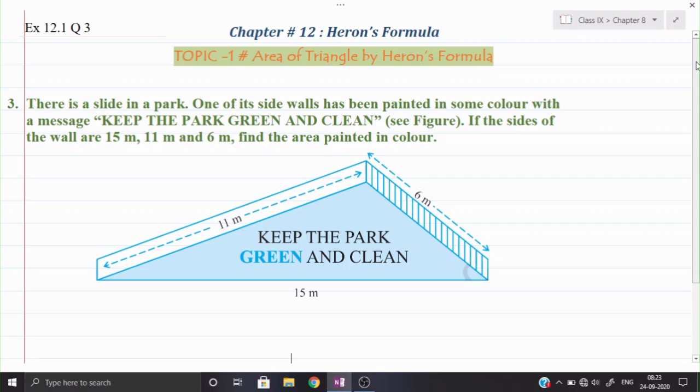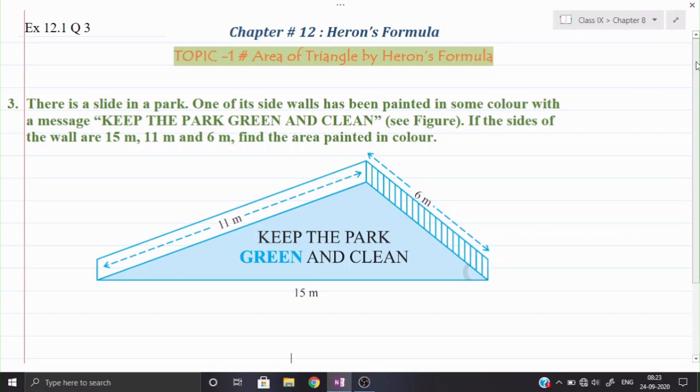We are given that the sides of the triangle are 11 meter, 15 meter and 6 meter. Now they are saying that whatever area we are painting, actually they are painting the whole triangle. So that area we have to find out. So in short, we need to find out the area of triangle ABC. So let us see how we can find it.